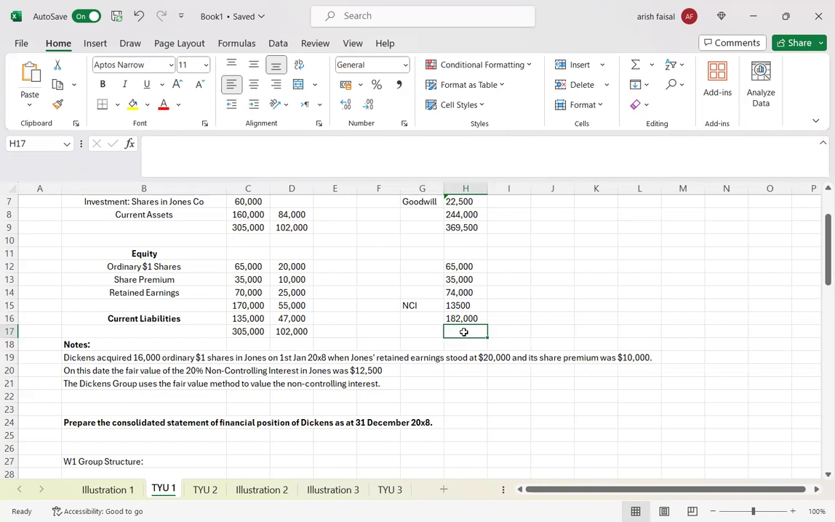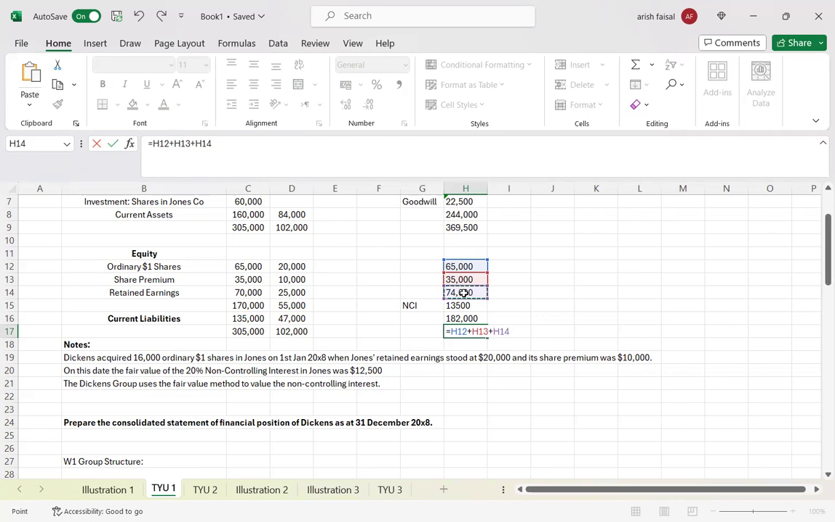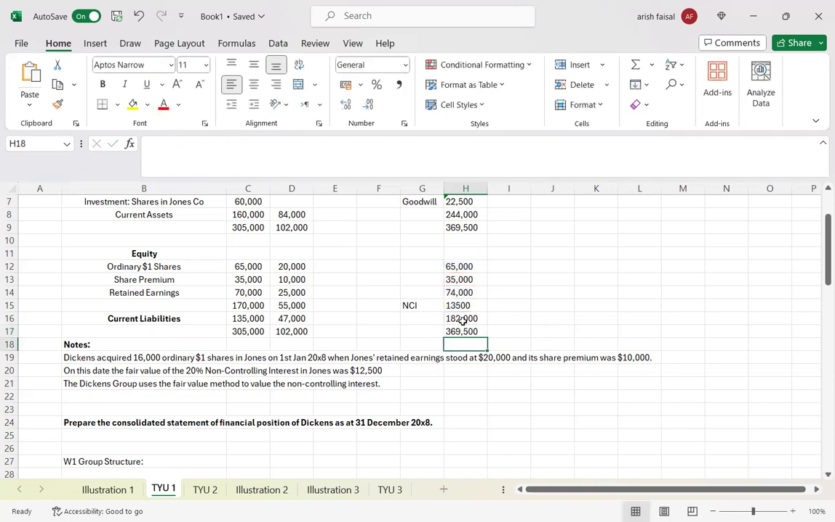Now we will just add them together, your liabilities and equity, and see if our balance sheet is tied. So in that case, it will be 65. Then you have your 35 of the premium, retained earnings at 74, NCI at 13,500, and your current liabilities at 182. So it's exactly 369,500, and your balance sheet is tied.